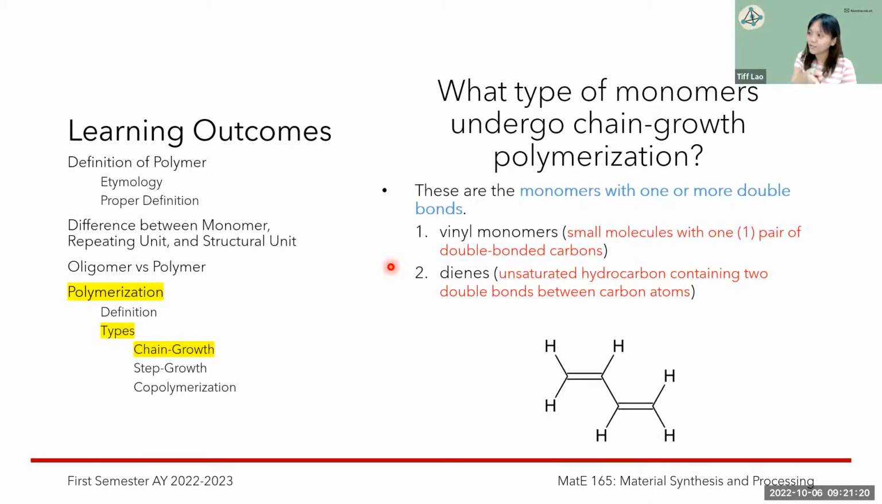Okay, another good question. Keep it brewing, guys. Kailangan po ba both monomers are either vinyl or diene? Yes. Kapag vinyl monomer, dapat vinyl monomer din. Okay? Chain growth. Diene, diene. Okay?